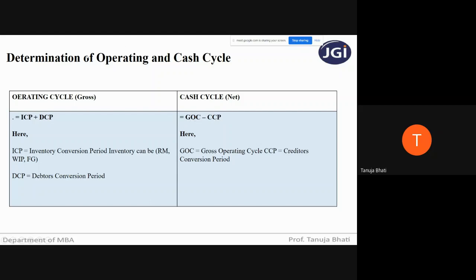So now, is this formula understood by all? Based on the theory, is the formula clear to everyone? Yes, students? So again, I'm repeating, gross operating cycle is ICP plus DCP and cash cycle is GOC minus CCP.